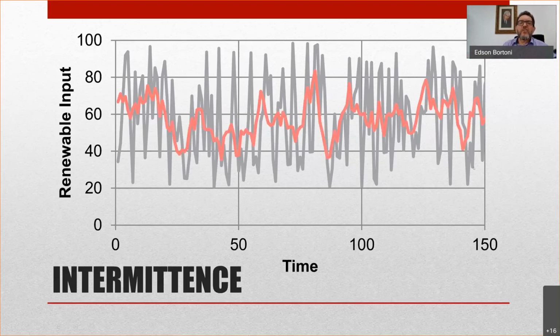And energy storage comes to reduce this variation. So you can store energy when you have a lot of energy, and you can release this energy when there is a lack of energy, trying to regulate or reduce this variation.